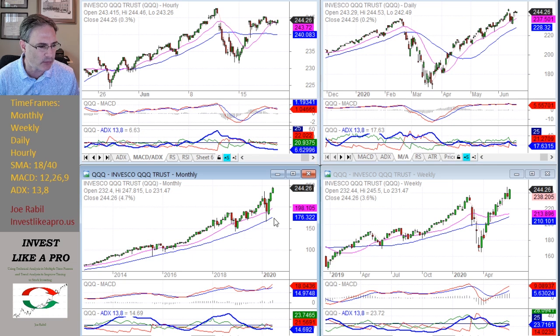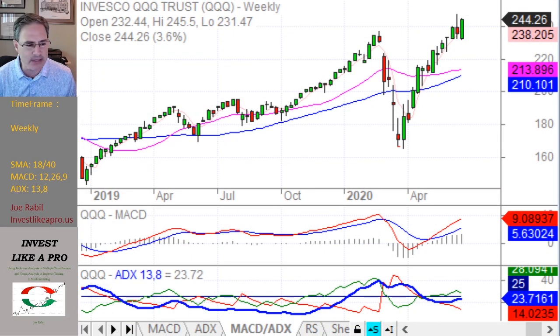The 18-month and the 40-month are rising at about the same rate. That's a very strong trend. Notice the MACD never broke its signal line. There's a lot more strength in this index. And then if we go to the weekly, the 18 never crossed down below the 40. Now, the 18-week line is flat. It is not rising. But just the fact that this 18 never crossed down below the 40-week moving average, I think is a big deal because we are at a new high.